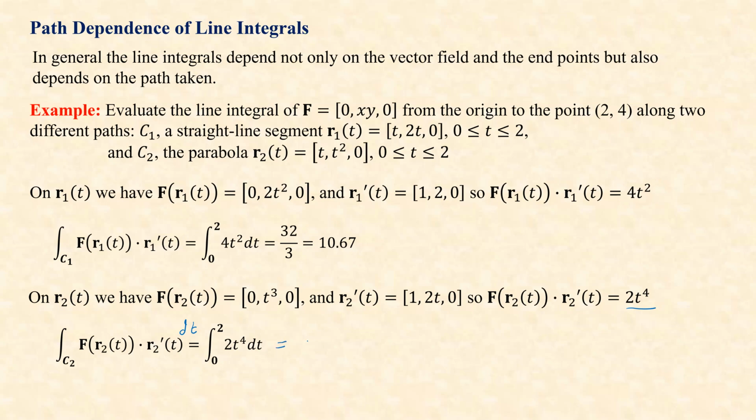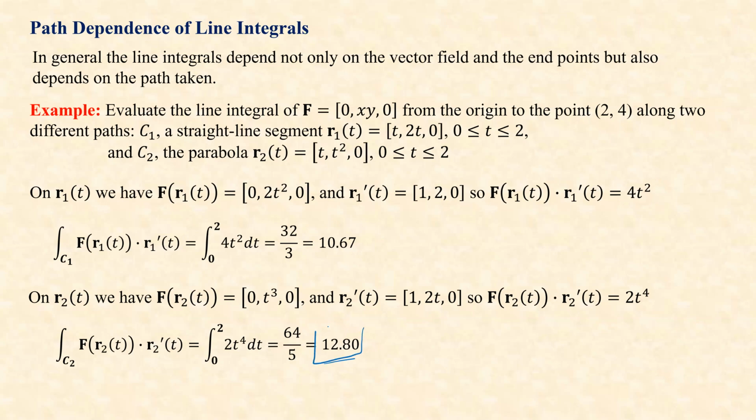So this becomes 2t to the 5th divided by 5, right? And evaluated from 0 to 2. So if you put 2 in for t, 2 to the 5th times 2 is 2 to the 6th, which becomes 64/5, right? So 64/5, which is 12.8.